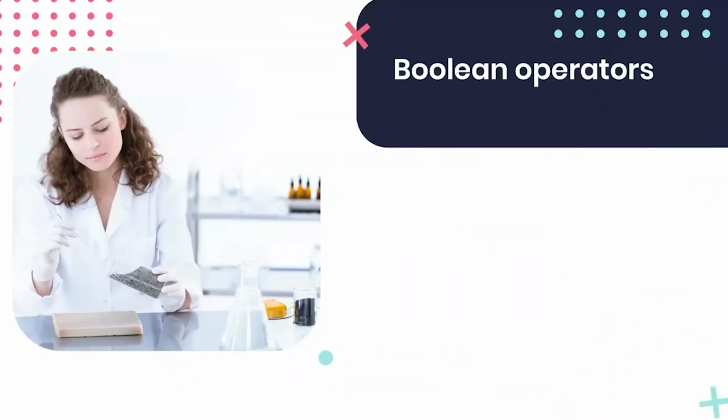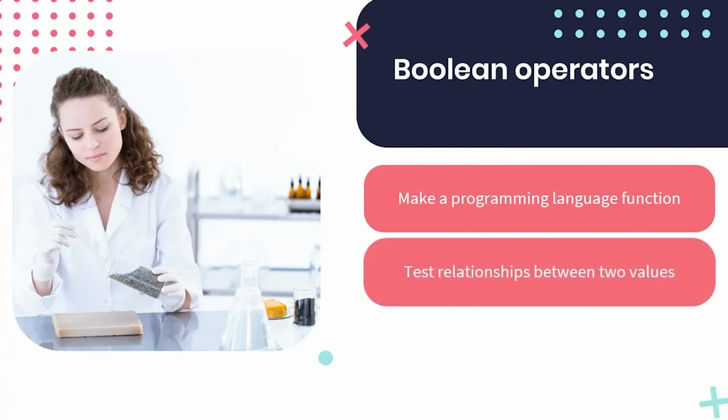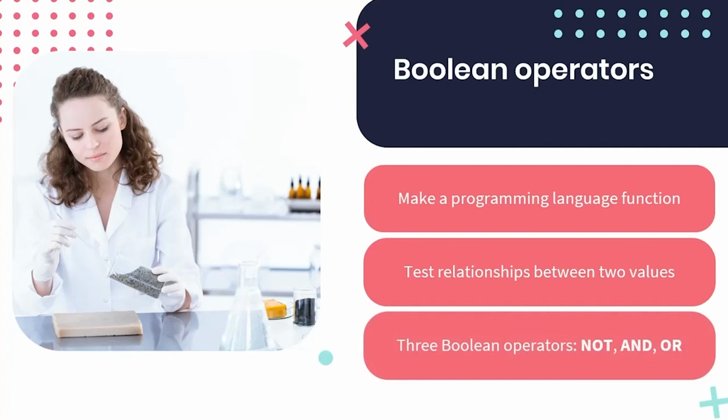Okay, let's talk about Boolean operators. They are pretty important because Boolean operators are what make a programming language function. Without the capability to test relationships between two values, statements such as if and else and loops wouldn't be useful. There are 3 Boolean operators: not, and, or, and we will look at each of them separately.